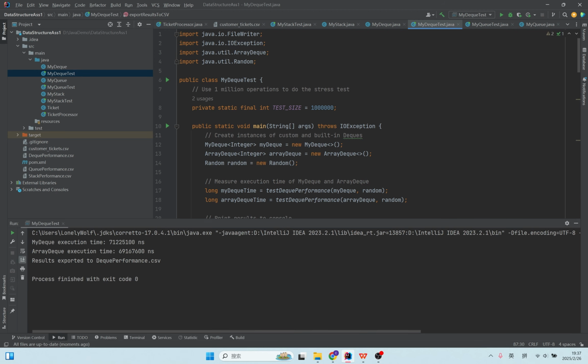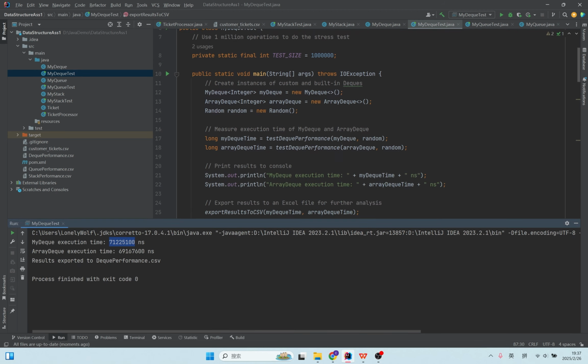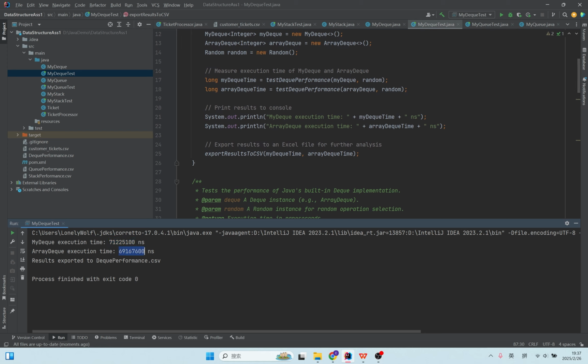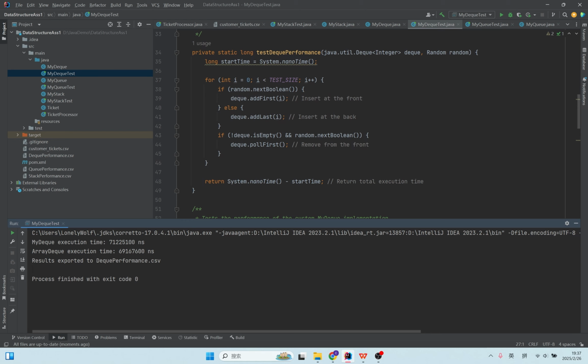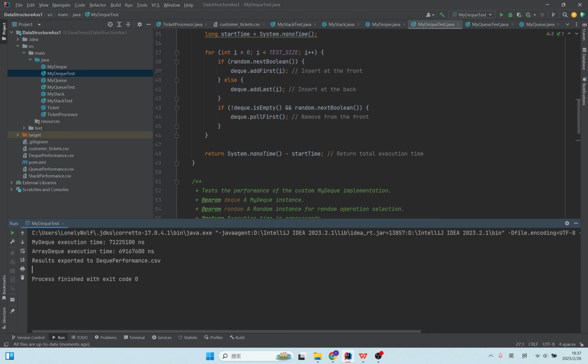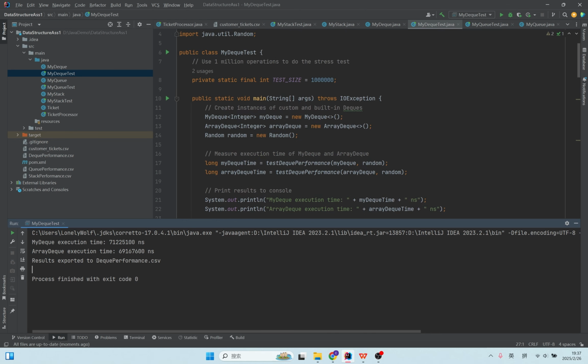Okay. So here my deque is a bit slower than the official ArrayDeque, but I think the difference is small, so it is to some degree a good enough data structure.